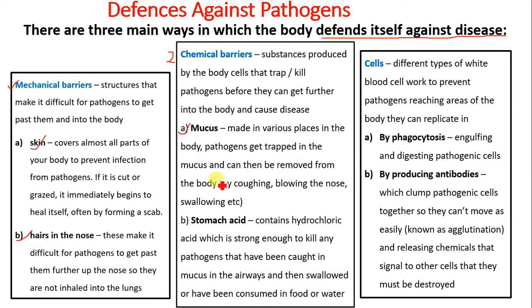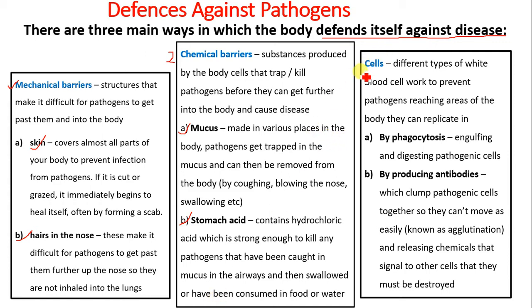Pathogens get trapped in the mucus and can then be removed from the body by coughing, blowing the nose, and swallowing. Then we now have stomach acid. These are chemical barriers. The stomach contains hydrochloric acid, which is strong enough to kill any pathogen that has been caught in mucus in the airways and swallowed, or has been consumed in food or water.